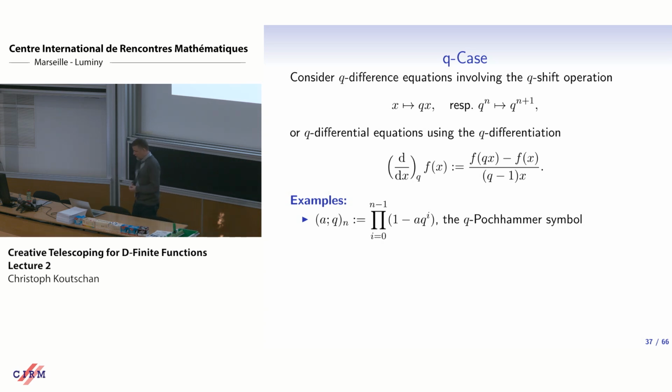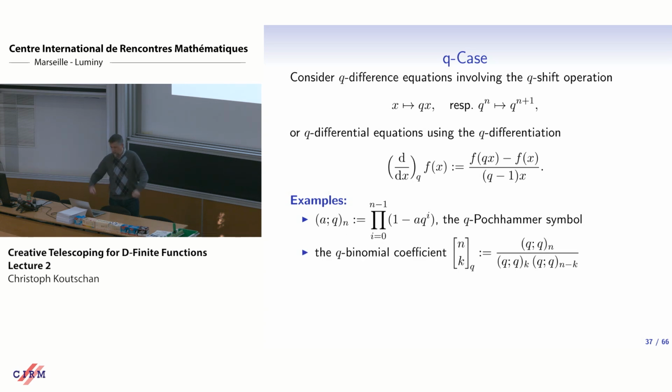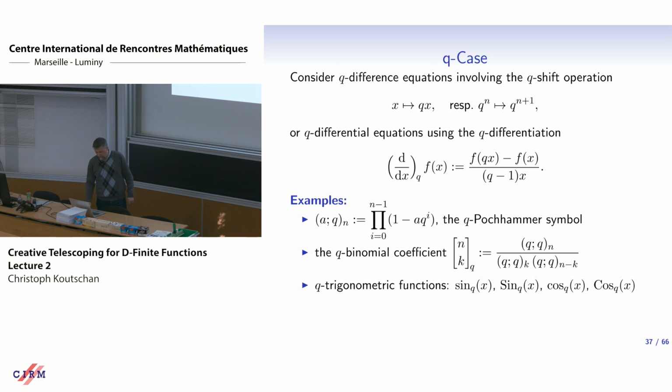It's the Q Pochhammer symbol. So it's this product. And then using this, you can define Q binomial coefficients that are just generalizations of the usual binomial coefficients. When you send Q to 1, then you get the classical binomial coefficient.